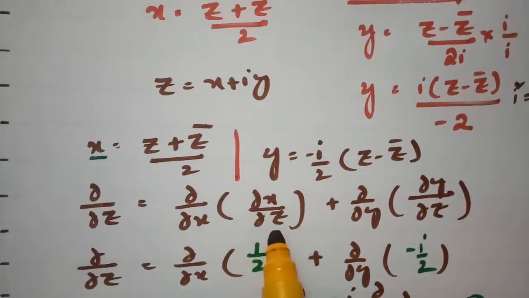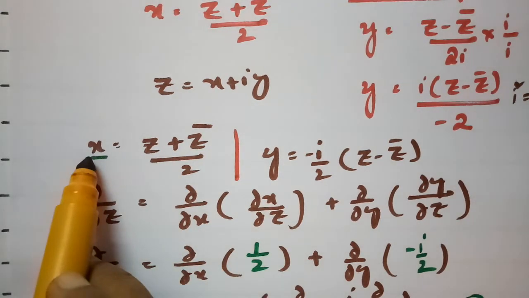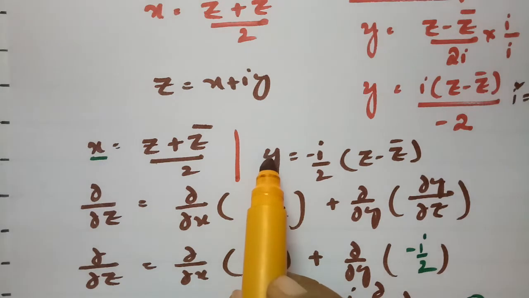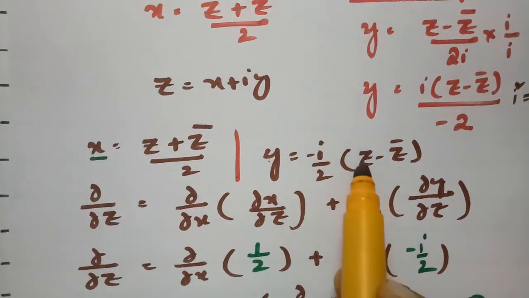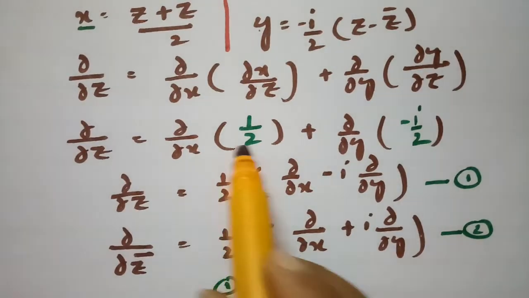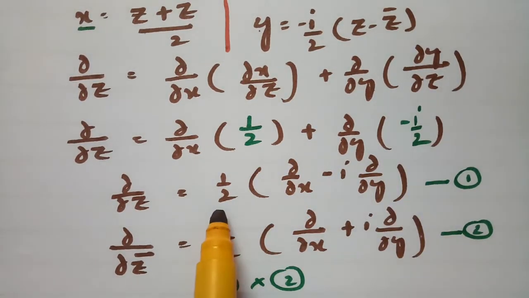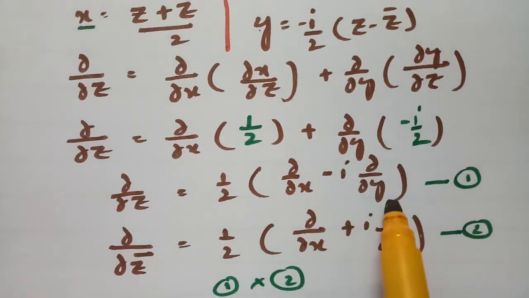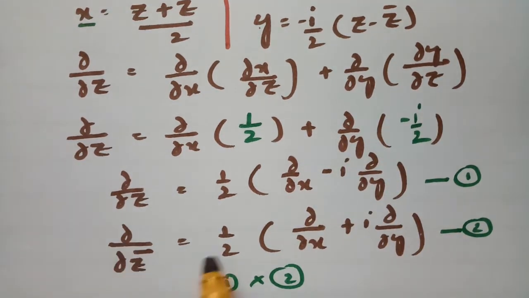What is ∂x/∂z? So x with respect to z, for z it is 1, I got half. So ∂y/∂z is nothing but, for z it is 1, so what remains? Minus i by 2. So if I multiply and bring half outside, this will be ∂/∂x minus i times ∂/∂y, and similarly ∂/∂z bar is equal to half times ∂/∂x plus i times ∂/∂y.